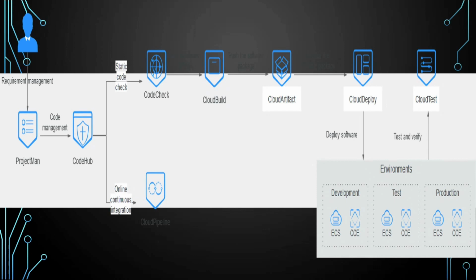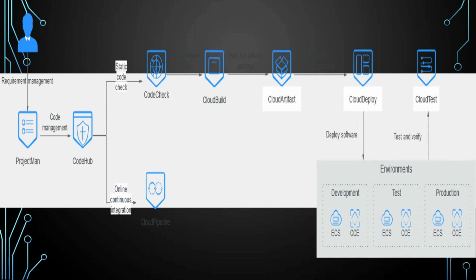Then the code is built. Now this code build part is more like an optional one. For example, if my code is in native things like HTML, JavaScript, and CSS, they don't need to be built. If it needs any backend, like Java or Spring Boot, then my code should be built by using this service.